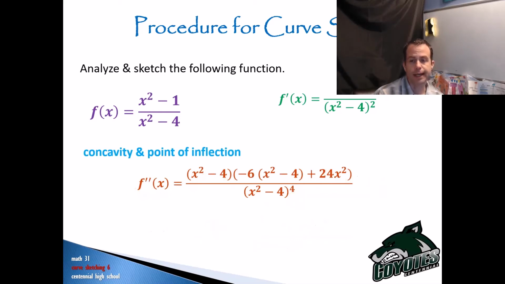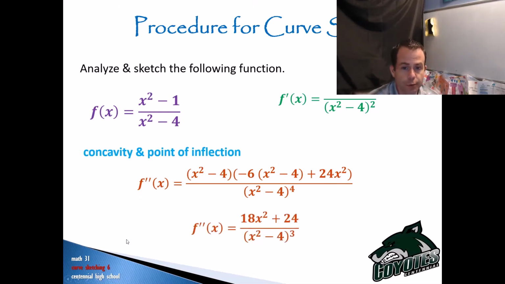Okay, and now I'm just going to clean this up a bit. I'm going to distribute my negative 6 in here. So this would be negative 6x squared plus 24 plus 24x squared. And then when I add those together, I end up with 18x squared plus 24. Now, where did that x squared minus 4 go? One of these x squared minus 4s divided each other out. So that's why I was left with the x squared minus 4 to the 3.